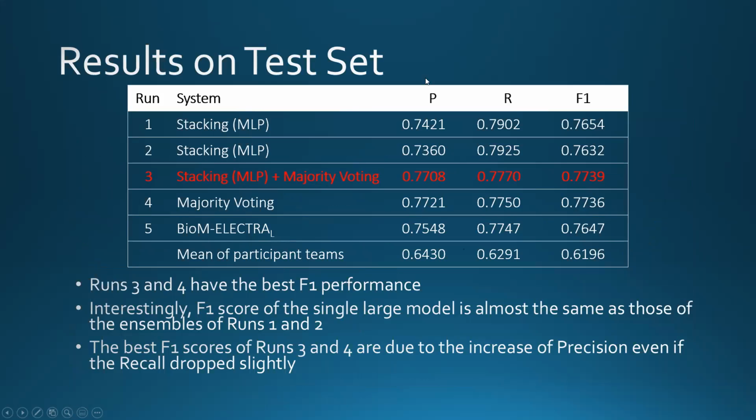Results from the test set demonstrate that we have the best F1 performance in round 3 and round 4. And interestingly, the F1 score of the single large model, as you see in row 5, is almost the same as those of the ensembles of rounds 1 and 2. And we observed that the best F1 scores of rounds 3 and 4 are due to the increase of precision, even if the recall dropped slightly.